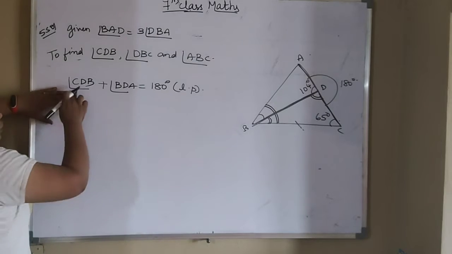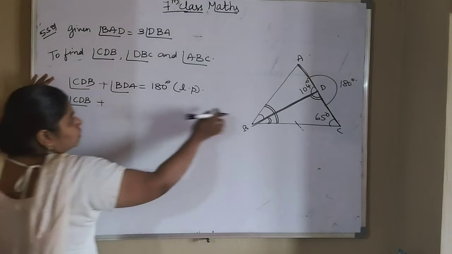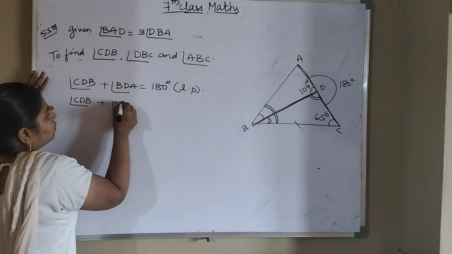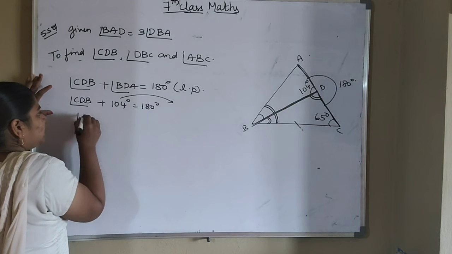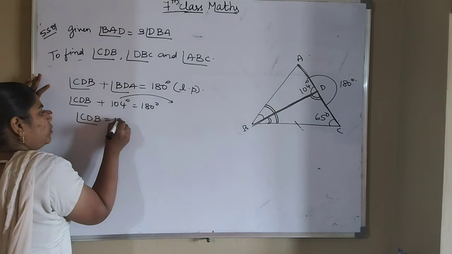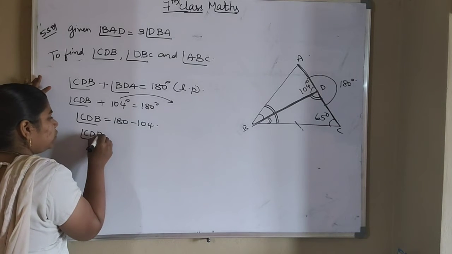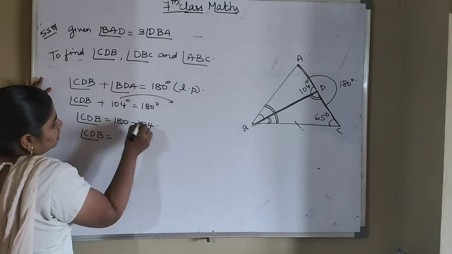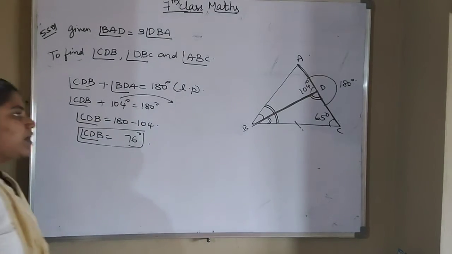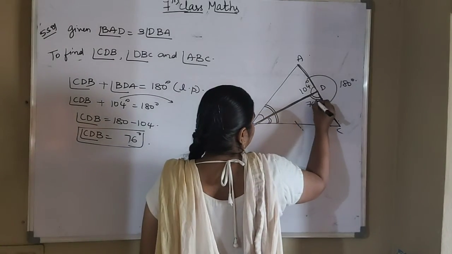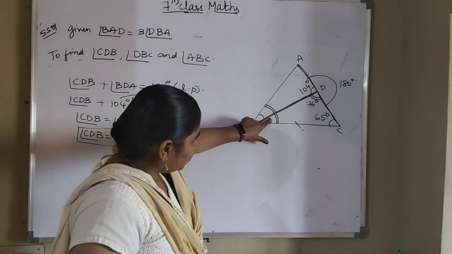So we don't know this value. I am writing it as it is. This value they have given as 104 is equal to 180. I am transposing this 104 to the other side. That will be 180 minus 104. So CDB value will be how much? It will be 76 degrees. So this value you got as 76 degrees.